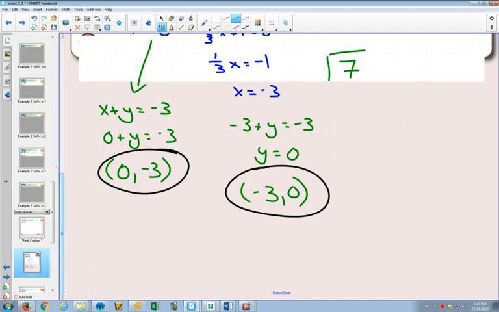Question number 7 is one you can do for practice.